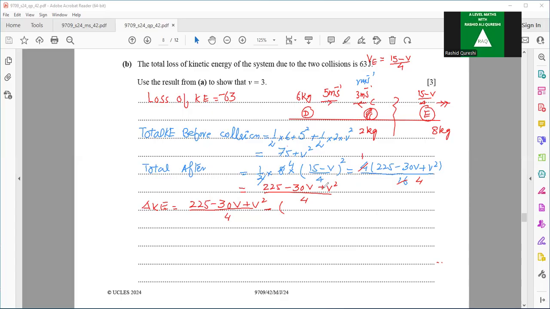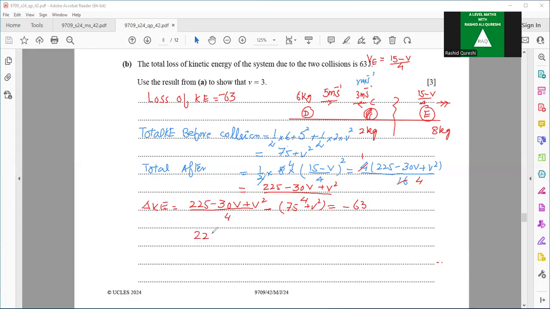So I have this one, 75 plus V square, if I'm not wrong, that is equal to over here. And on the other side, I have a loss, because the loss is always minus 63, if I'm not wrong. So take the LCM, try to simplify. What will be the answer you will get over here?